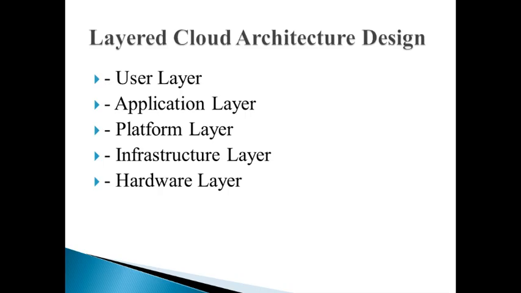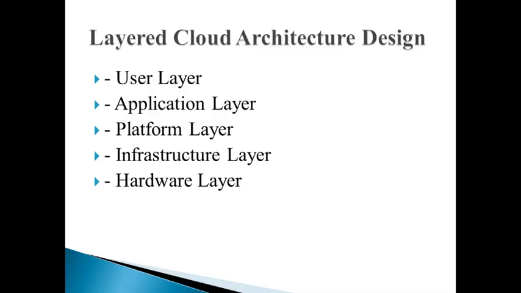Layered cloud architecture design. It consists of five layers, namely user layer, application layer, platform layer, infrastructure layer, and hardware layer. The user layer provides interfaces where users interact with cloud services, for example browsers or mobile apps. The application layer hosts applications that run on the cloud. The platform layer provides the tools and the environment needed to build applications. The infrastructure layer comprises the virtual machines, networks and storage resources. In the hardware layer, the physical servers and the network infrastructure are built up.